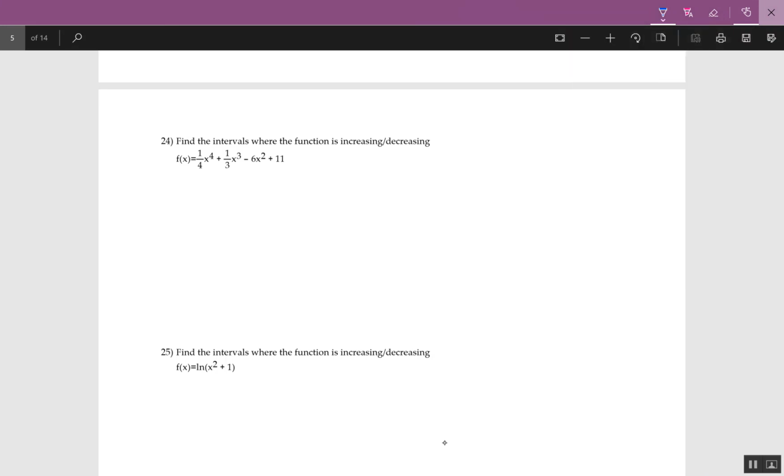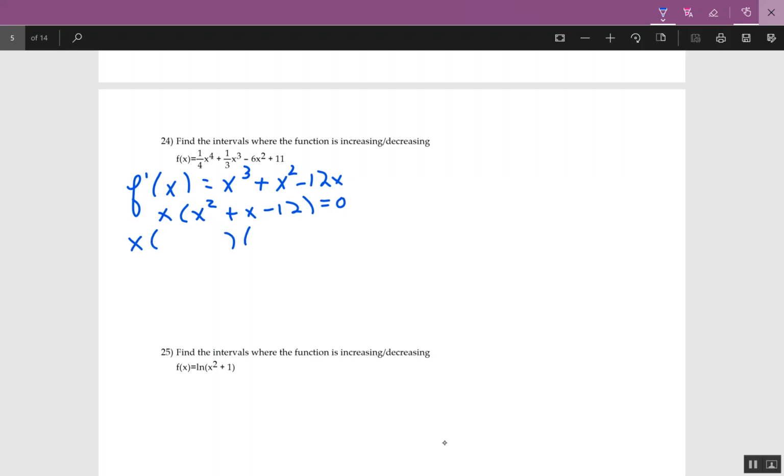So let's start with just taking the derivative, which is x cubed plus x squared minus 12x. You should notice we're going to set this equal to 0, but they all have x's in them, so let's go ahead and take one x out. So now I have x on the outside, then times x squared plus x minus 12. I'm looking for factors of 12 that give me 1. So that's going to be positive 4 and negative 3.